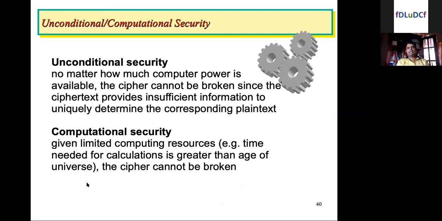Because of that, we say that with cryptography, what we achieve is computational security. Modern cryptographic algorithms are computationally secure algorithms. That means with the present computer power, this algorithm may be secure. When the computer power increases, this algorithm may not be secure. That means an algorithm that is secure today may not be secure in 10 years' time. So for that, we need to have new algorithms.